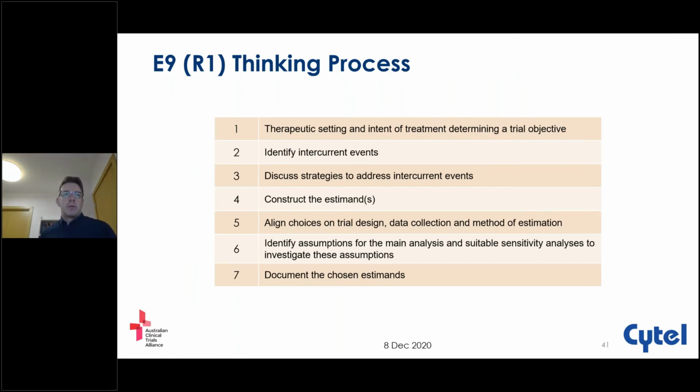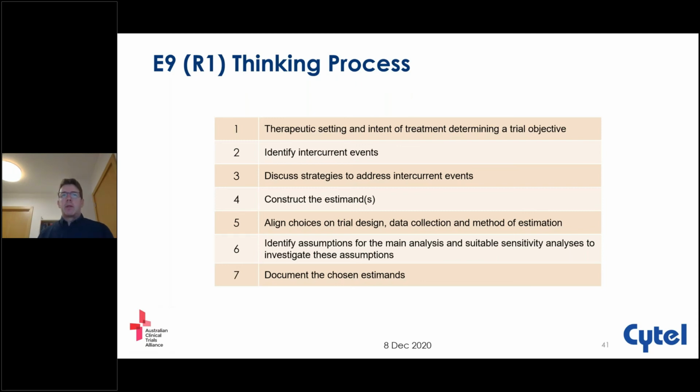So it makes you go through the 7 following processes, which is to really get into the therapeutic setting and the intent of the treatment that tells you about the trial objective, identifying intercurrent events right up front and dealing with them in the protocol and the analysis plan. This is actually something that was done usually right at the end of the trial rather than right at the beginning.